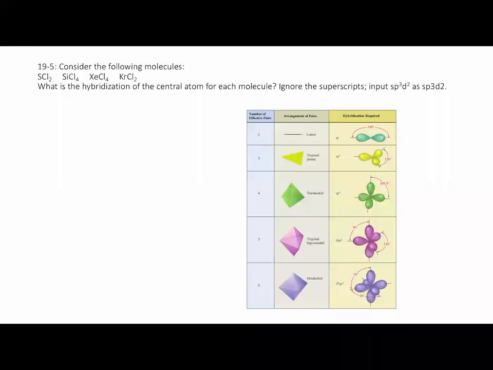So for this video, I will be covering problem 5 in discussion worksheet 19. Next, it says consider the following molecules. What is the hybridization of the central atom for each molecule? Before I get to that, I want to let you know again that this table is on page 180 of your textbook, and it can be really useful for these types of problems.